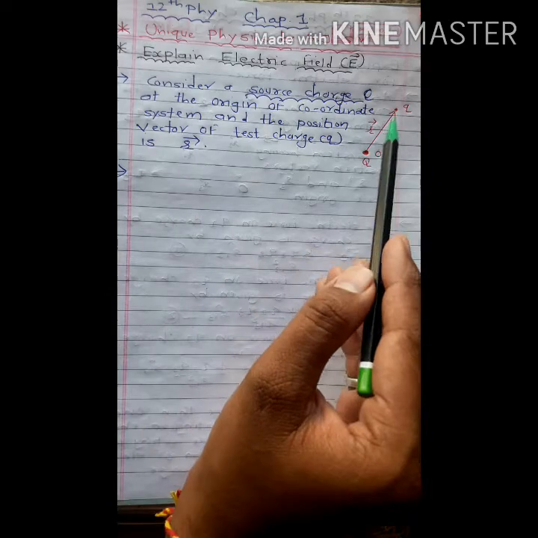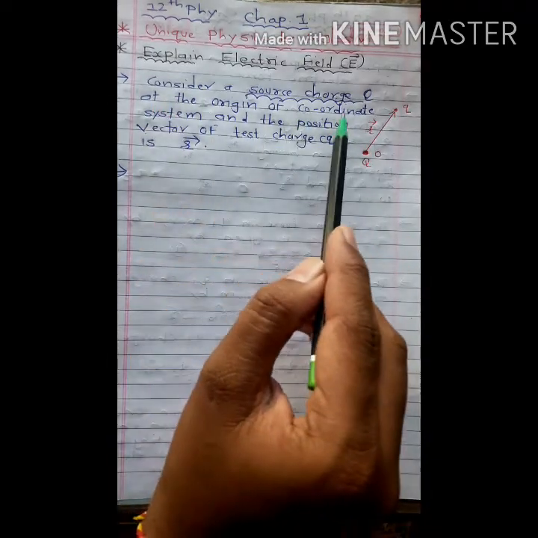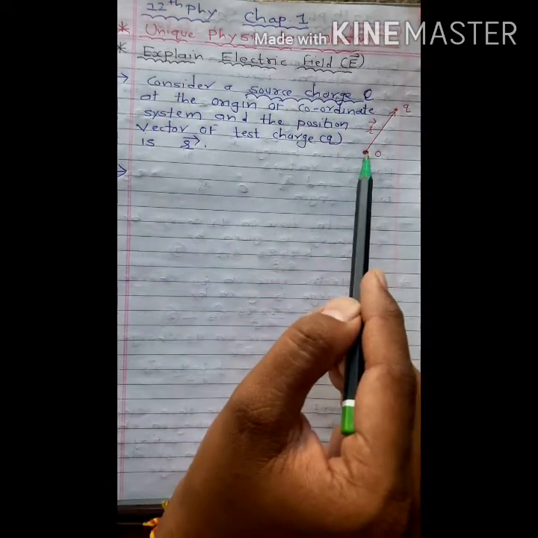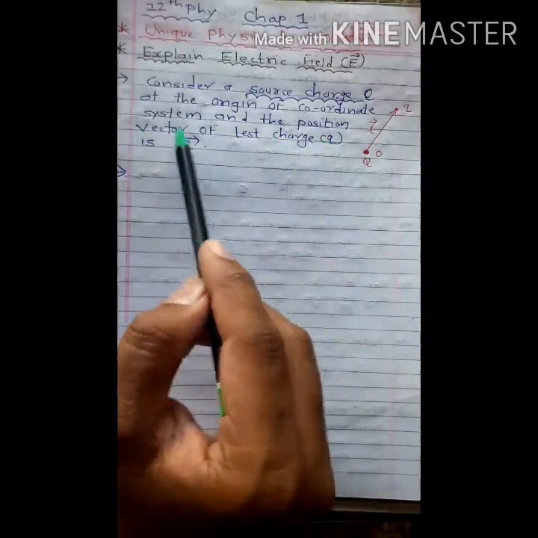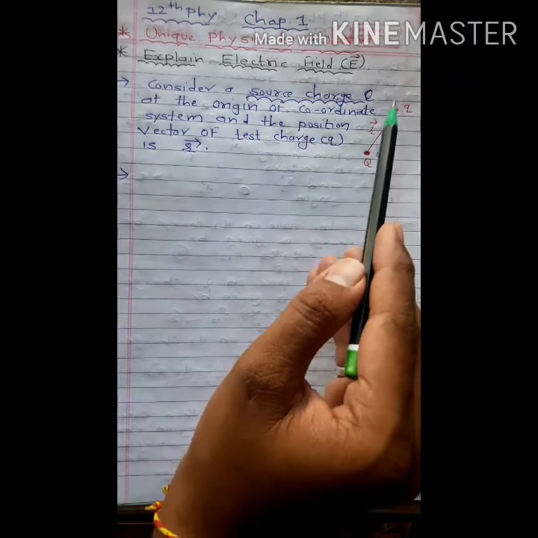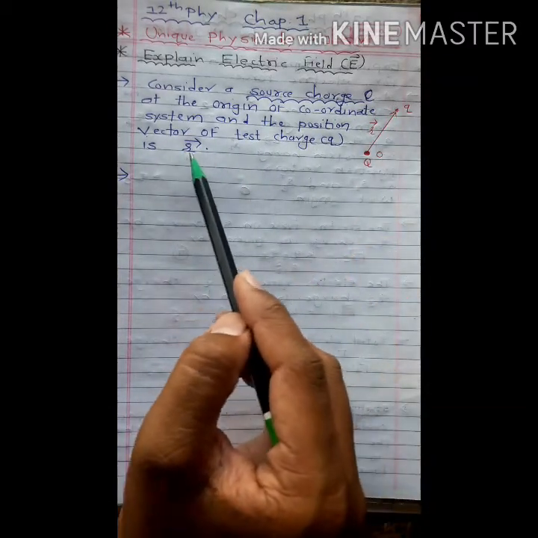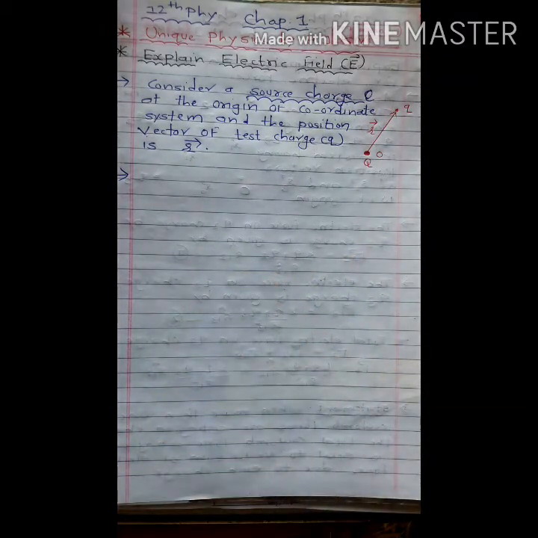Consider a source charge capital Q at the origin of the coordinate system. So this is our origin, the reference point of the coordinate system, and this is our test charge, its position vector is vector r.